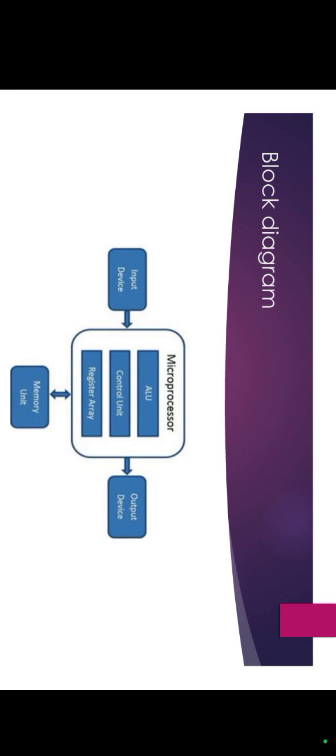And the examples of microprocessor are Intel 80286 and 8086, which are 16-bit microprocessors capable of storing 16 bits of data. Intel 8085 is an 8-bit microprocessor which is capable of storing 8 bits of data.